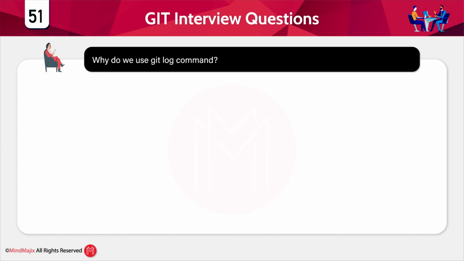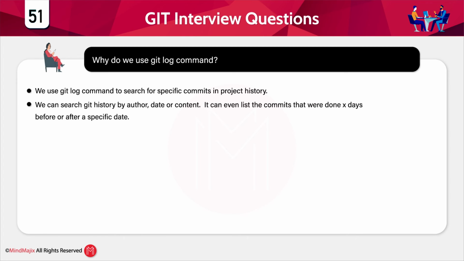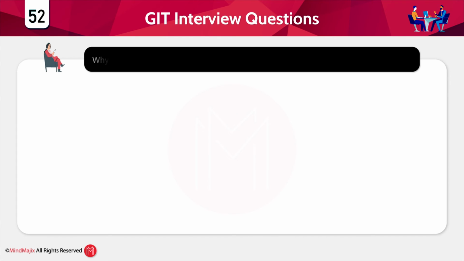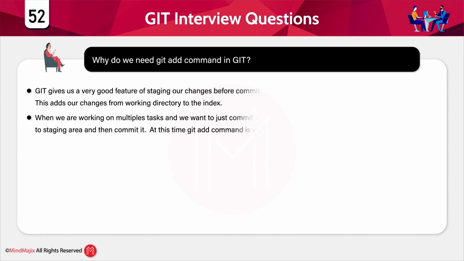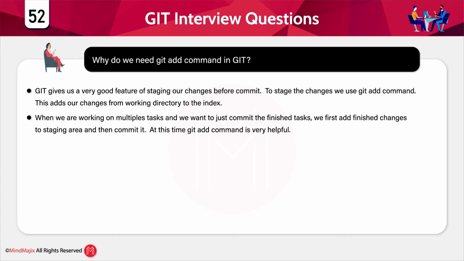What is the git log command used for? It is used to display the commit history, right? Who is the author, the date, everything it displays: what is the commit, which commit, what is its ID, when the commit was done, by whom, on what date, and the content. What is the commit message? Everything it displays, guys.